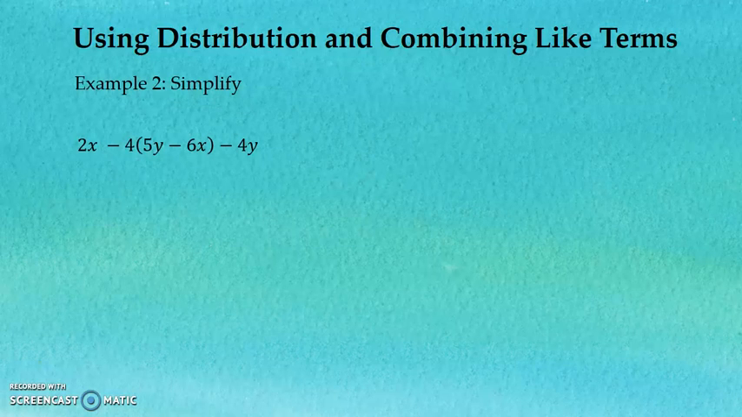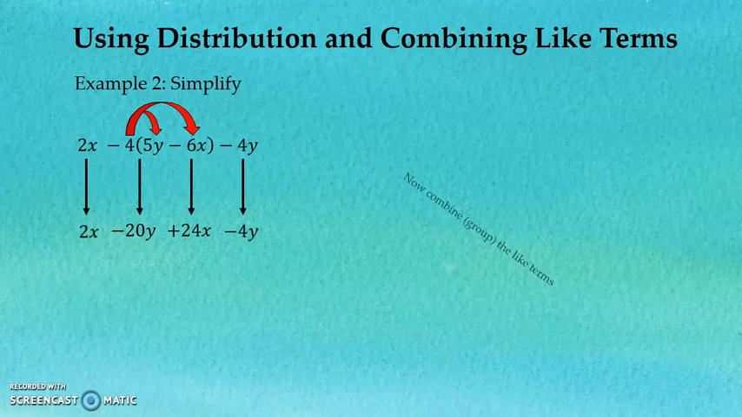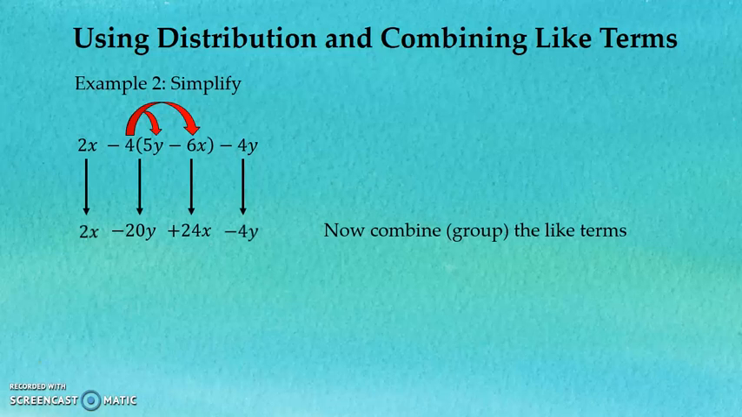Example 2. Simplify the following. Now 2x and minus 4y in this example are not part of the distribution, so we can simply drop them down. Minus 4 times 5y is minus 20y. Minus 4 times minus 6x is plus 24x. Again, we're going to combine or group the like terms.